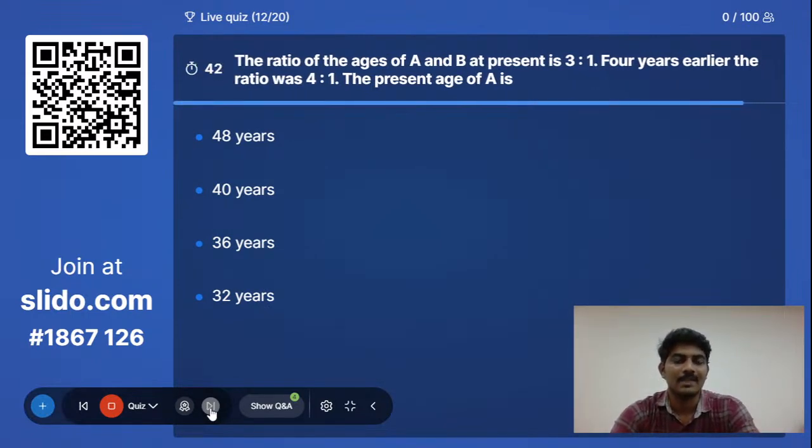You have 45 seconds to answer the question, and this question is from the ages topic. It is also a very basic question. Those who have a good idea of the ages topic can easily answer it within no time. Why? Because in our classes we have dealt with many shortcut methods for answering this type of question in an easy manner. So, you have 16 seconds to answer the question.